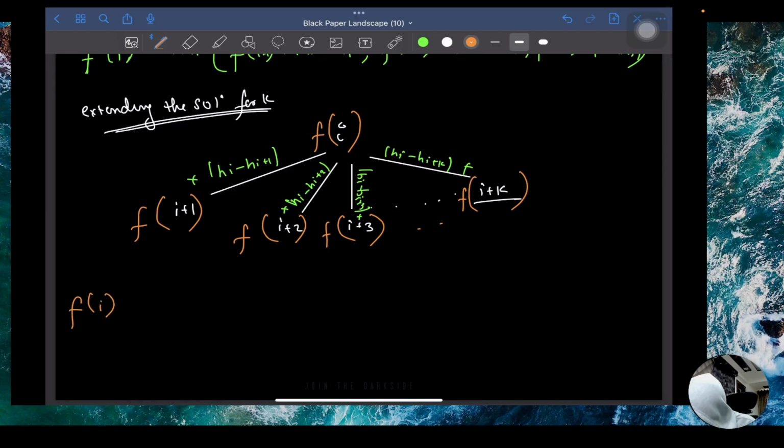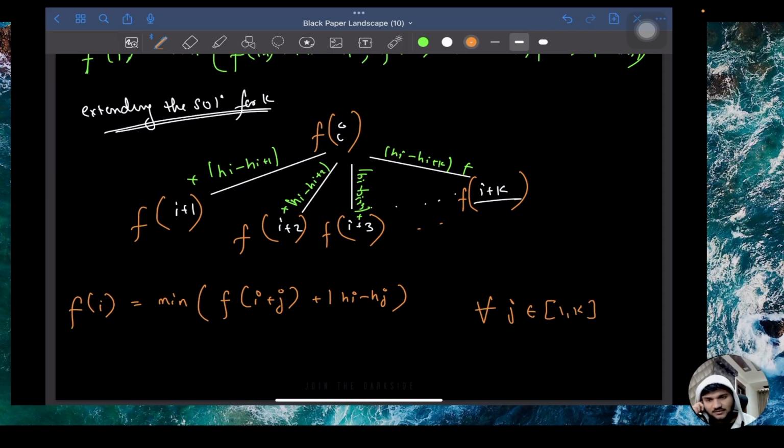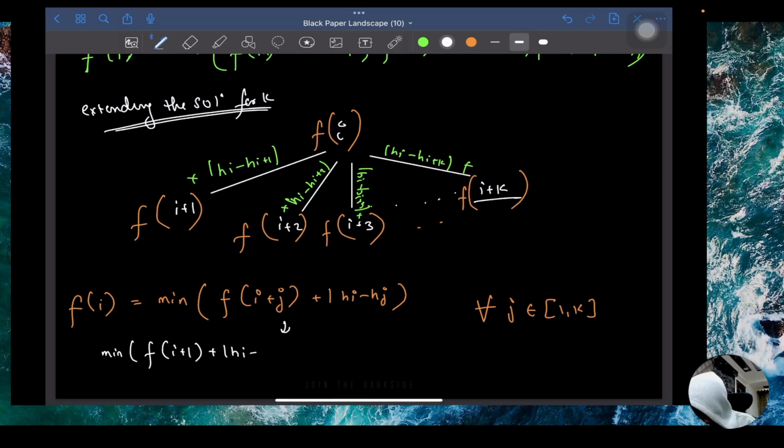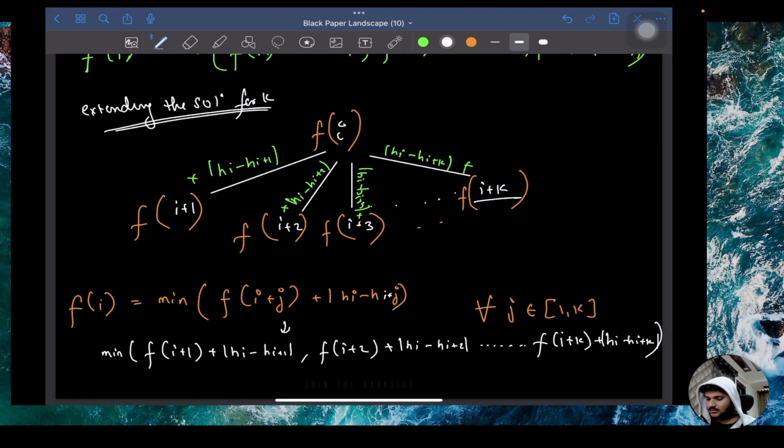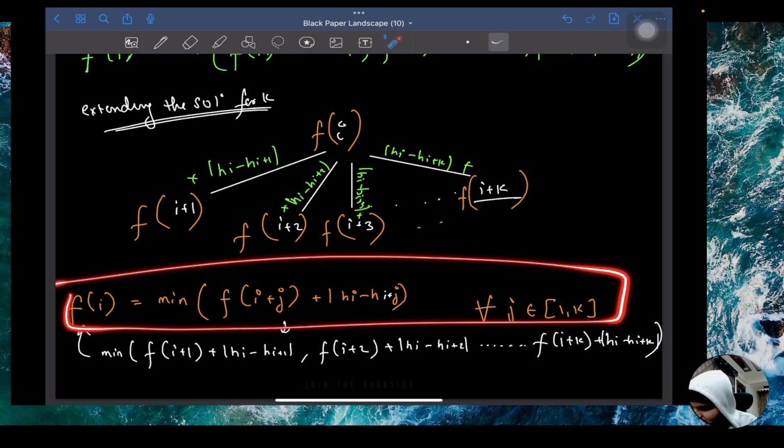my relation is going to be f of I equal to the minimum of f of I plus j plus hi minus hj for all j in the range 1 to k, right? I can just write it like this, right? So this will actually become what? Minimum of j starts from 1, so I plus 1, this should not be j, this should be I plus j. Hi minus hi plus 1, comma I plus 2. Now j becomes 2, hi minus hi plus 2, so on and so forth. At last j will become k, I plus k, hi minus hi plus k. This will be the value of f of I. So I can write my recursive relation like this, and that's it.